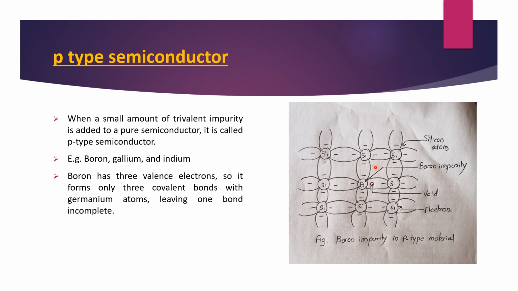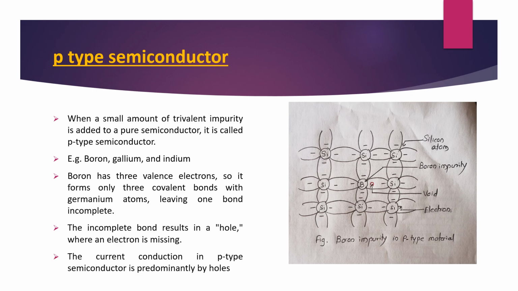So with boron, there is a void, which means there is a hole: the place supposed to be taken by an electron, but the electron is not there. So an incomplete bond results in a hole wherein the electron is missing. The current conduction in a p-type semiconductor is predominantly by holes. What is a hole? What is hole current? How does it flow? Everything we have seen in the last lecture.